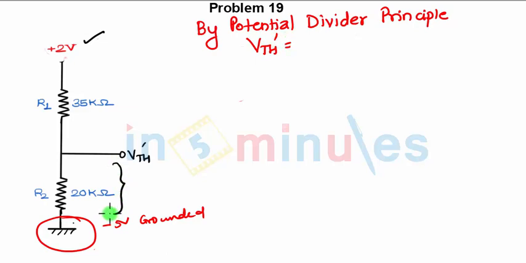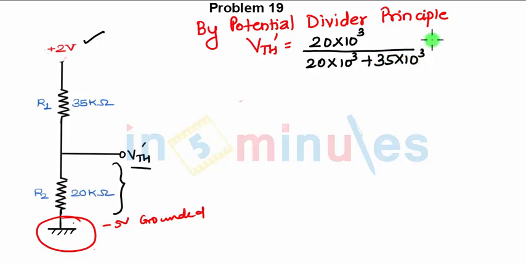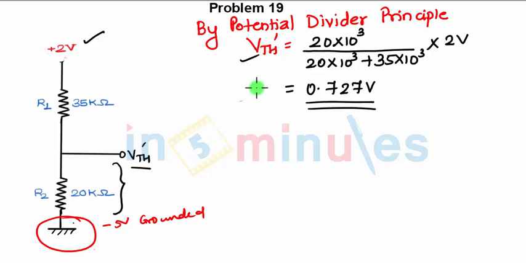Voltage across the resistance. That means we find VTH dash with respect to ground, and that resistance will always come in the numerator. So you will have 20 into 10 raised to 3 in the numerator. Total resistance in the denominator, that is 20 into 10 raised to 3 plus 35 into 10 raised to 3, multiplied by the total voltage. Now you have total voltage as 2 volts. This will give you VTH dash as 0.727 volts.